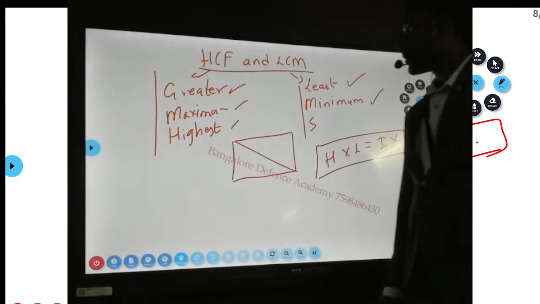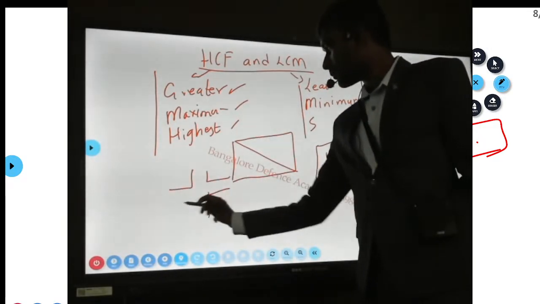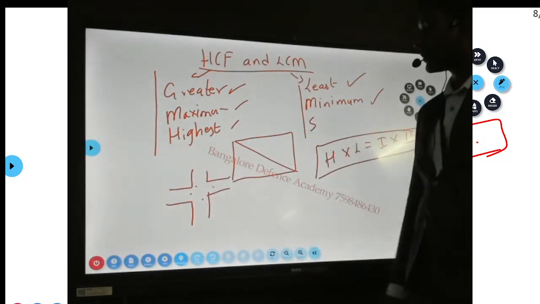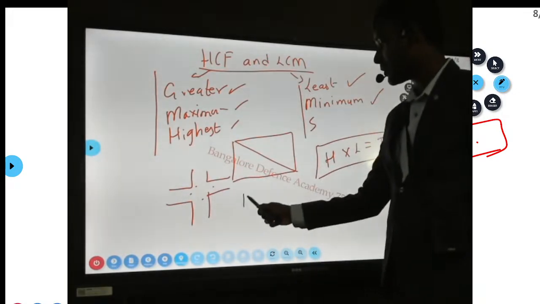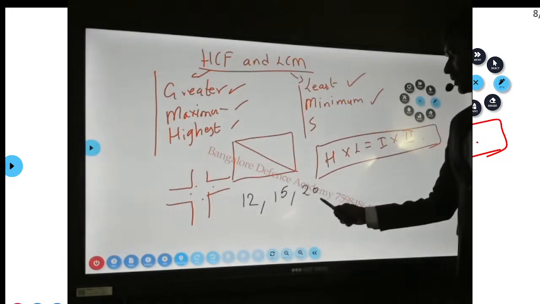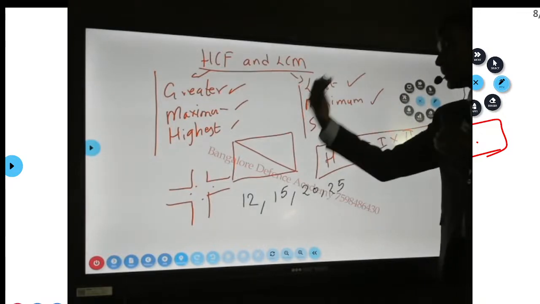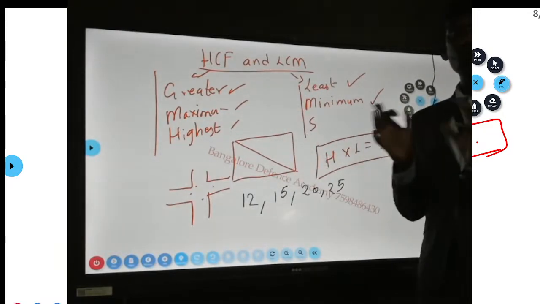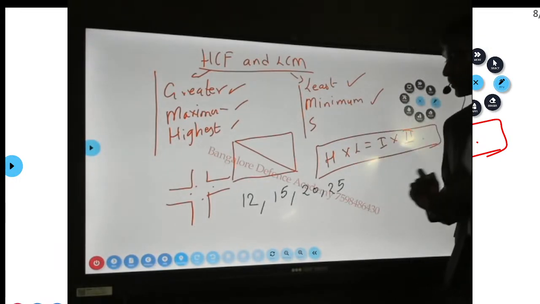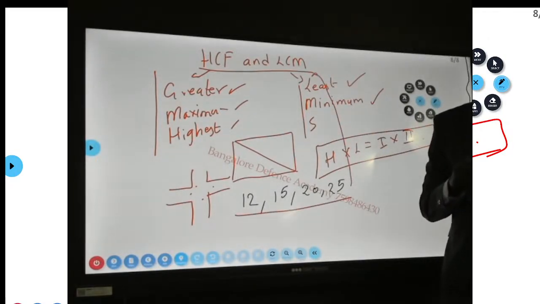Okay, see now how the questions will be asked here. Imagine these are 4 roads and here there are 4 signals. Now the question is: signal 1 glows at 12 seconds, signal 2 at 15 seconds, then 20 seconds and then 25 seconds. There are 4 signals which glow after every 12, 15, 20 and 25 seconds. So at what time will all the signals glow together? Like this question they will ask you. So what should you do? You have to find the LCM.